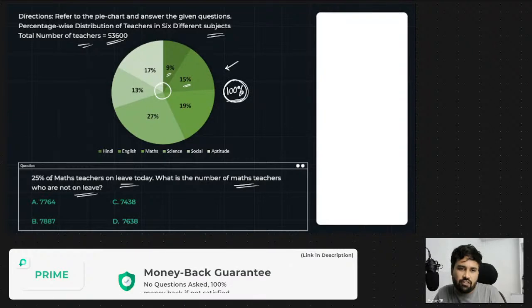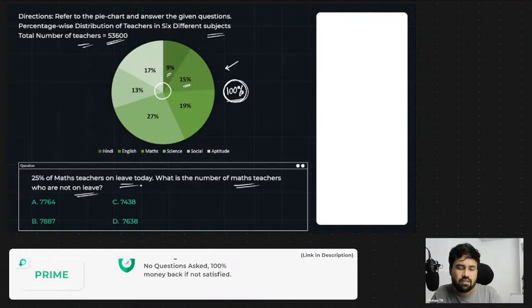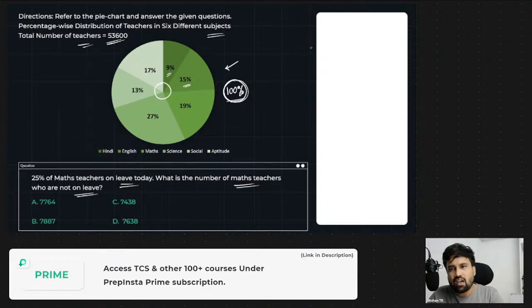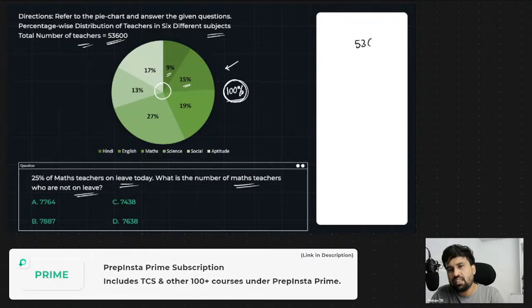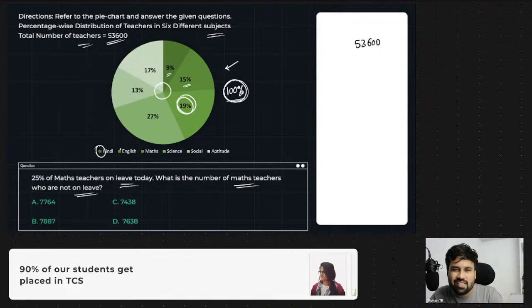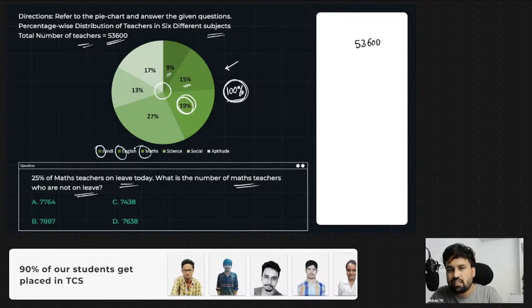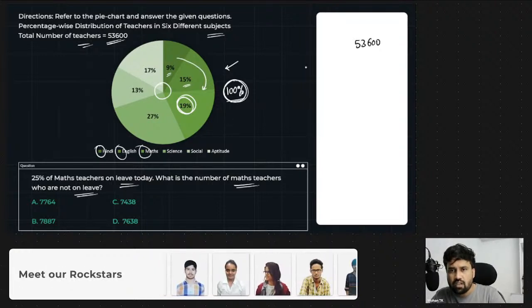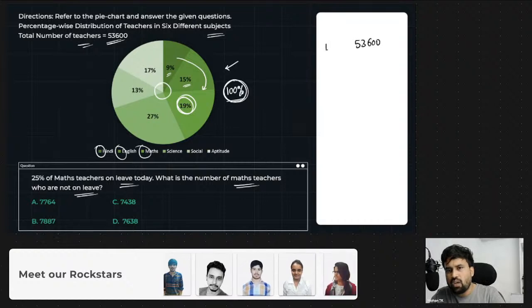So 25% of maths teachers are on leave. So first of all, think about this. How many maths teachers were there? So the total teachers are 53600, and maths teachers here is only 19%. Why? Because see, the dark green is Hindi, next is English, next is maths. So it's gradually in the clockwise direction. So maths teachers are only 19%.